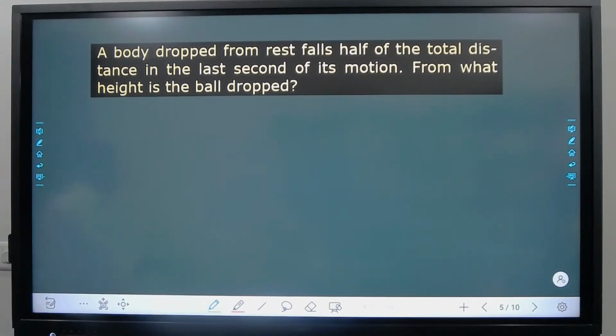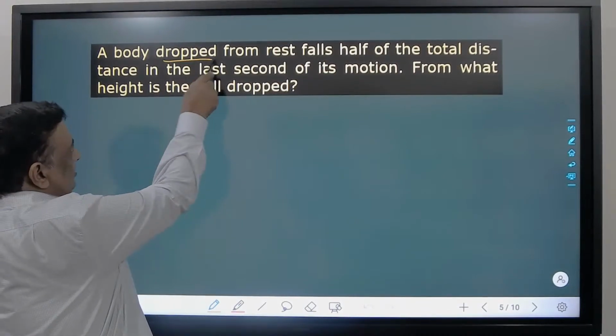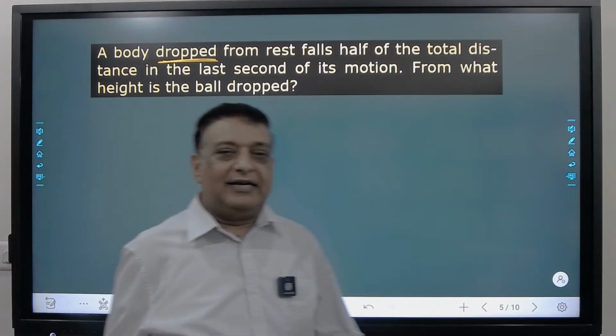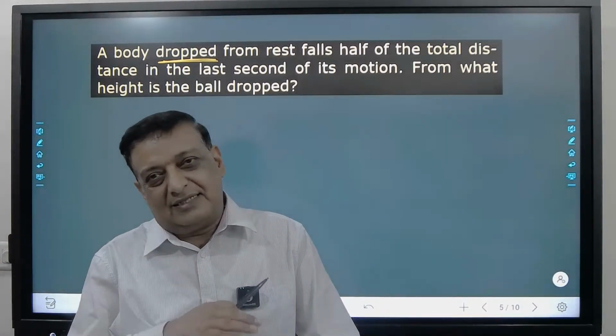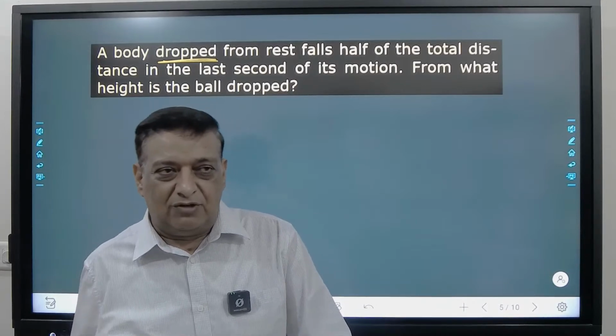A body is dropped from rest and falls half of the total distance in the last second of its motion. From what height is the ball dropped? We are given that the ball is dropped. Now when it's given that it's dropped, that means its initial velocity is 0, because it's dropped from a certain height, not from a moving object. If a body is dropped from a moving object, in that case we take the initial velocity as the velocity of that moving object. In this case it's dropped from the top of a building. So initial velocity is 0.